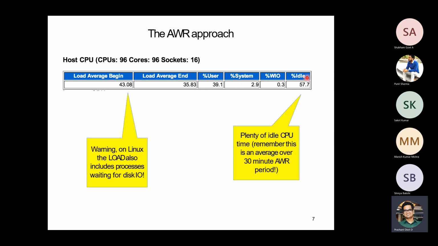And 57.7% was idle. So we have a good number of idle CPU or load available on the system. Plenty of idle CPU available here. So only for this 30 minutes of AWR period, more than 50% of the total CPU is idle. So I think that clearly answers the last question.